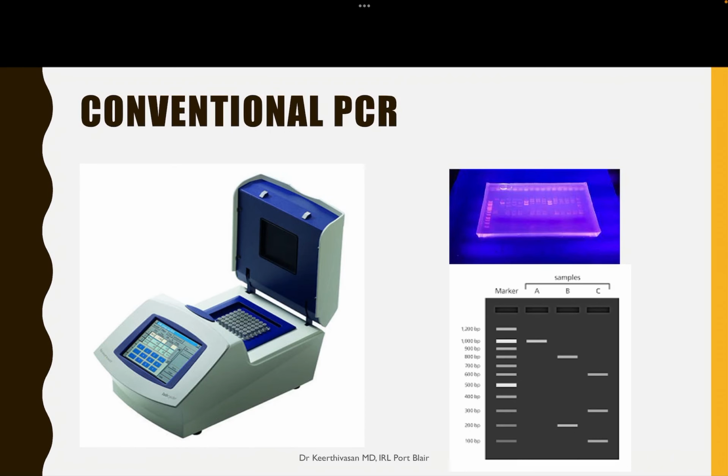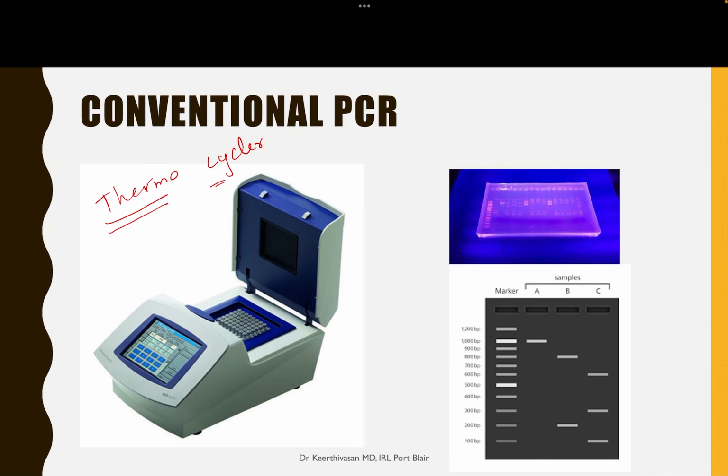Now conventional PCR, the old PCR technique, requires a machine called a thermocycler. As we saw, denaturation is at 94 degrees, then annealing is at 55 degrees, then extension is at 72 degrees. So different temperatures, thermal cycling.